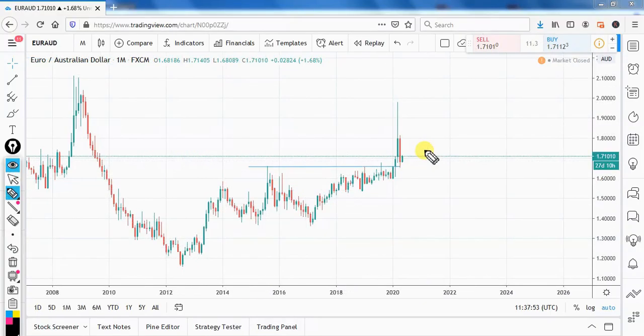Then we continue with the euro against Australian dollar from the monthly time frame. We've been seeing nice moves for the last couple of weeks on this particular pair, and when the price was up here, the way I was looking at this, there was a chance that the price is going to continue upside and potentially get to this high, and maybe even take out this spike high.